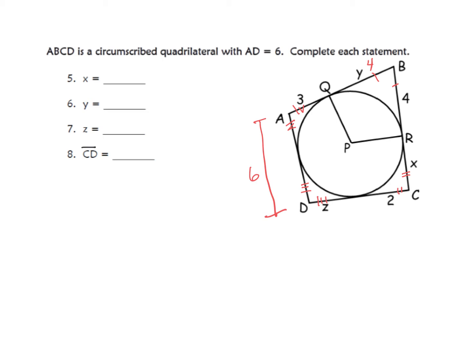That's 4. Down here at angle C, we'd have 2 and 2. At angle D, I can't get that yet, but if I go up to angle A, one segment is 3, so this has to be 3. If that whole side is 6, then this part down here at angle D is 3, and Z then is 3. So let's answer our questions. Number 5, X is equal to 2. Y is equal to 4. Z is equal to 3. And then the entire length of CD is equal to 5.